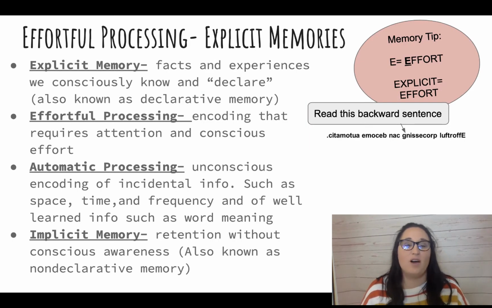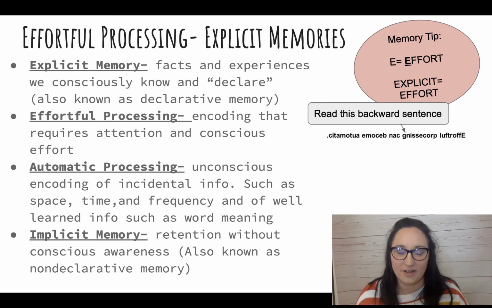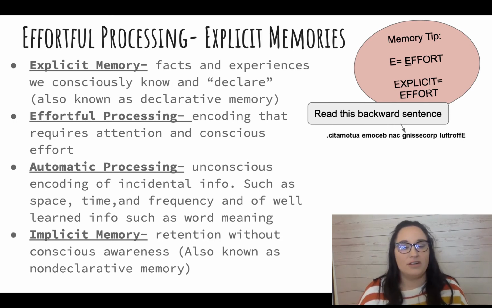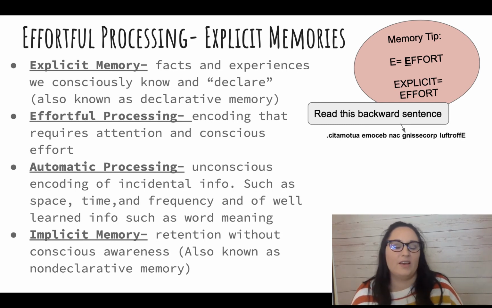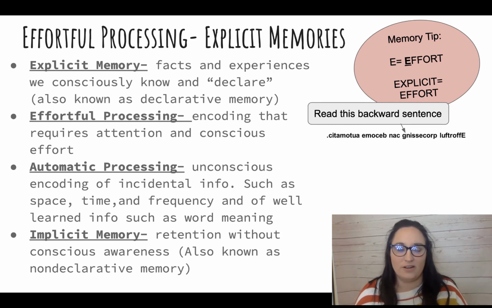There are two types of processing. When we are taking information into our memory, there's two types of processing you need to know. The first is effortful, and that's encoding that requires our attention and conscious effort. So, for example, learning this information requires your attention and conscious effort. And then there is automatic processing, which is unconscious encoding of incidental info, such as space, time, frequency, and of any sort of well-learned info.